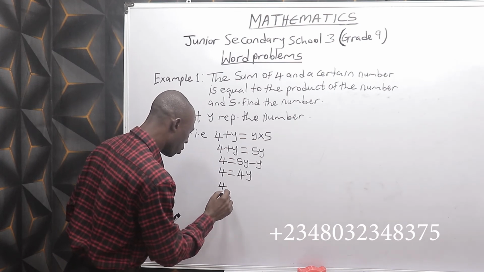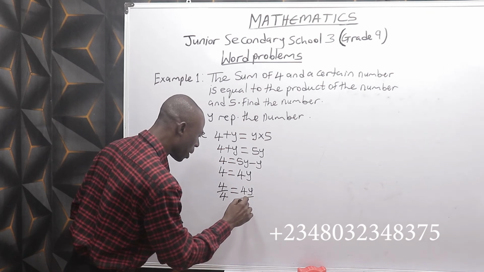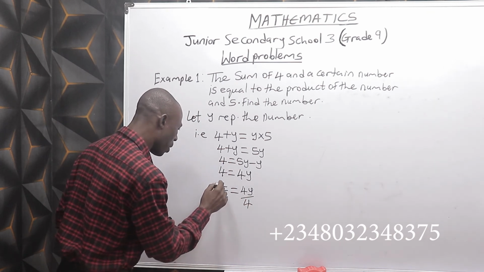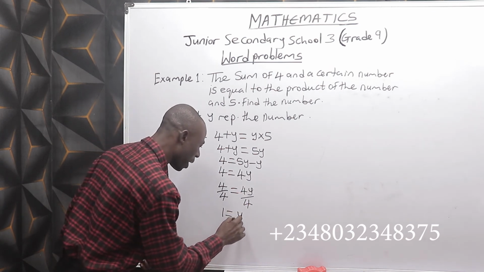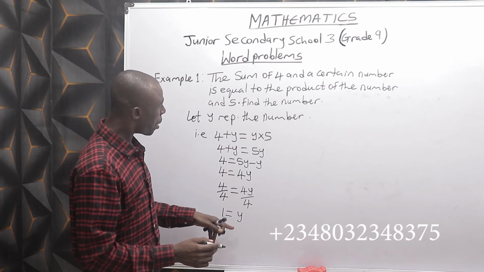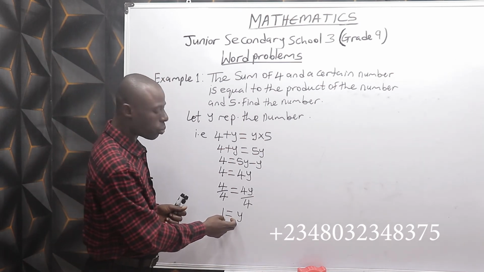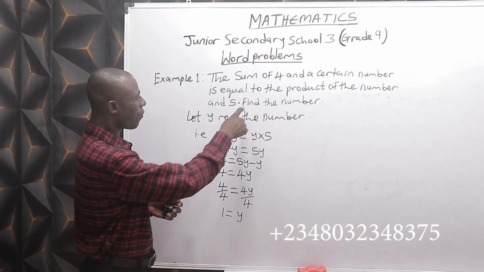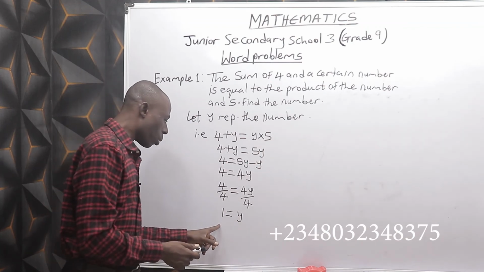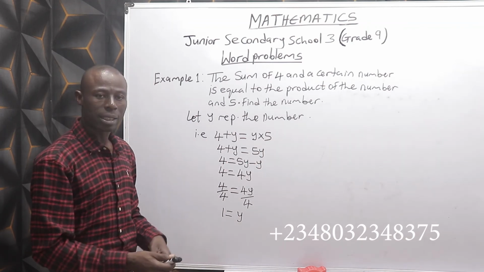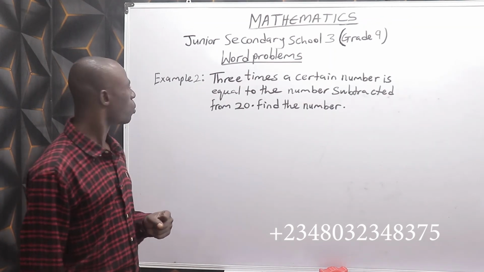So we have 4 divided by 4 equals 4Y divided by 4. So 4 divided by 4 gives 1. 4Y divided by 4 gives Y. So the number is 1. Don't forget we have used Y to represent the number. Find the number. Let Y represent the number. And Y equals 1. Therefore, the number is 1. That is it. Let's look at example 2.